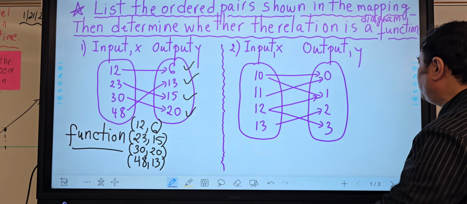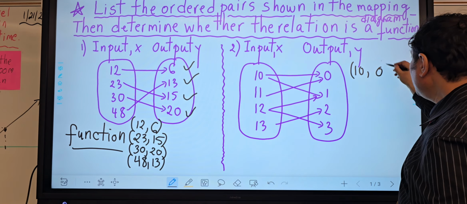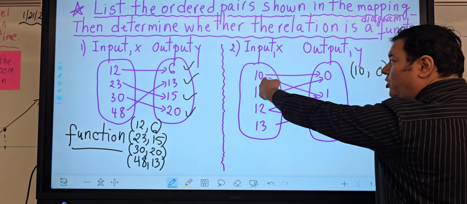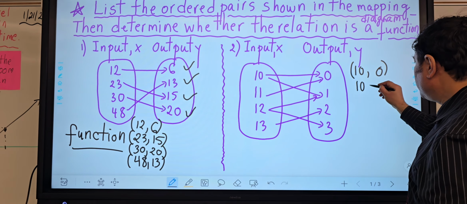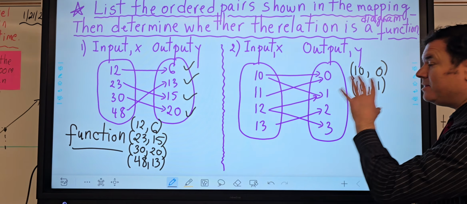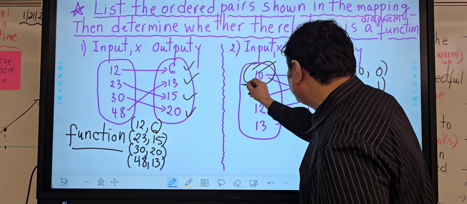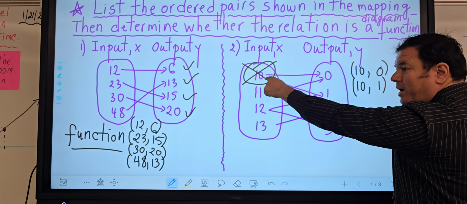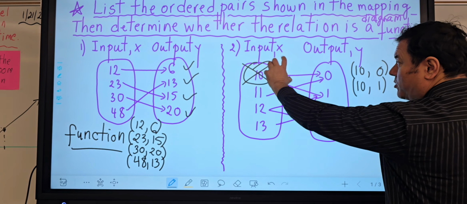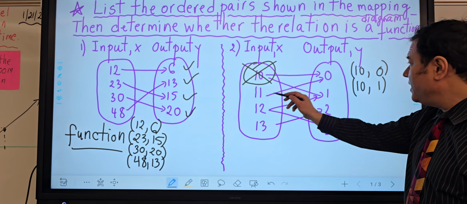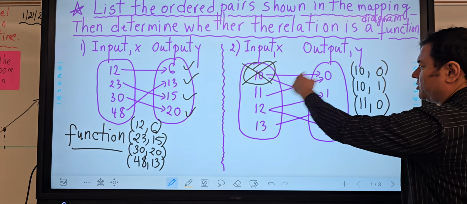So the first input we have 10, and the output is 0. Now take a look at 10. 10 also goes to 1. And this is a red flag right away because 10 is a problem. There is one input, but then we have two outputs. And that's a no-no. We cross it out. Okay, let's continue. 11 goes to 0. That's great. One input, one output.